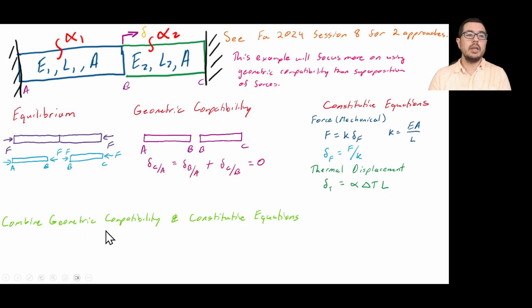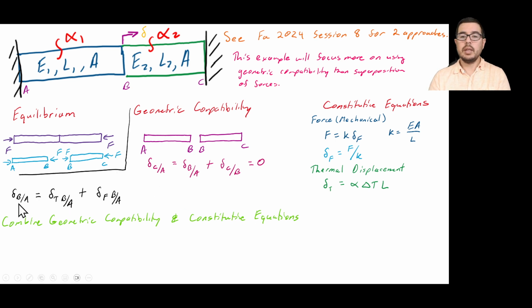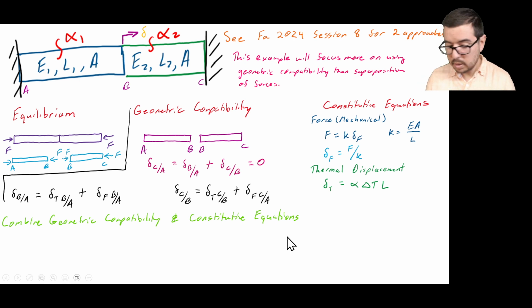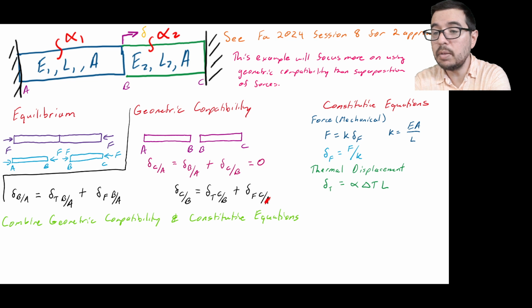We're going to end up wanting to combine geometric compatibility and constitutive equations with each other. Before we do that, though, let's take a look at more aspects of geometric compatibility. We can say that the deformation from B to A is going to be equal to the deformation due to the thermal loading, plus the deformation due to an applied force, F. We can also say that the deformation from C to B will be dependent on a thermal displacement plus a force-based displacement. Okay? And that is a typo. Hold on a second. Or maybe not a typo, but this should be C to B, like that. Okay.